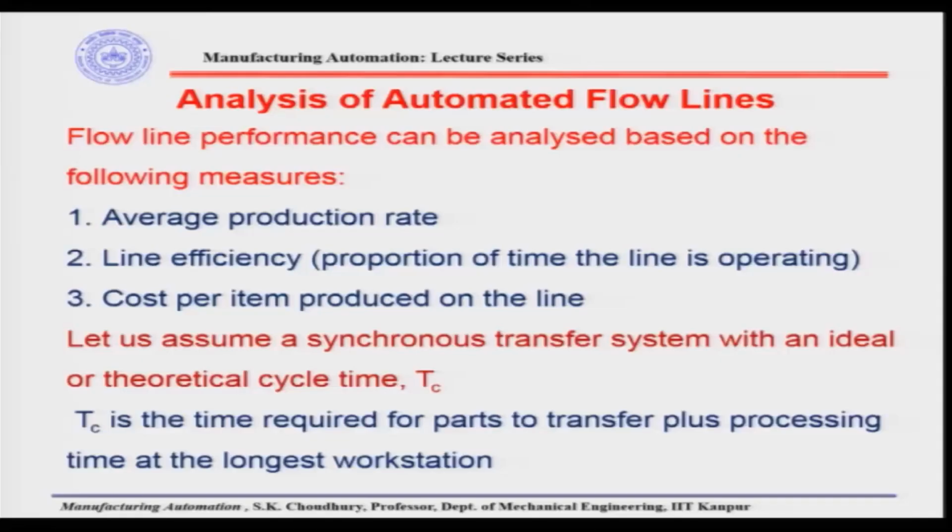Welcome back. Now, let me remind you that last time what we discussed, in the analysis of automated flow lines, is that the performance can be analyzed based on the average production rate, the line efficiency and the cost per item produced. Separately, we have seen how the average production rate could be found out, how line efficiency can be found out, and how the cost per item produced on the line can be found out.